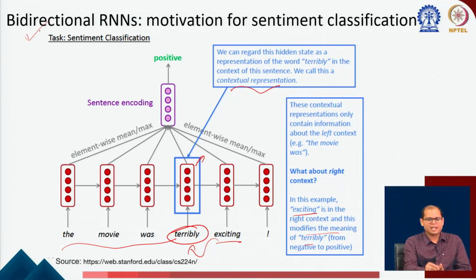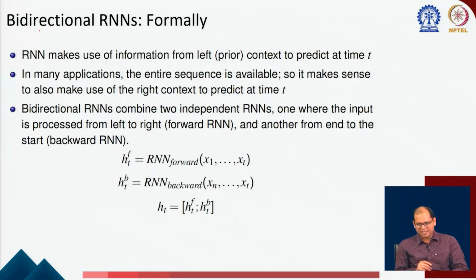That's where bidirectional RNNs come into the picture, so that you can capture information from both left to right and right to left. How exactly? The idea is very simple. You are anyway doing this RNN, call it a forward RNN, going from x1 to xt, up to a certain point of time. Similarly, you apply a backward RNN that goes from the last word backwards up to xt. So you go from x1 to xt using a forward RNN, and from xn to xt using a backward RNN.